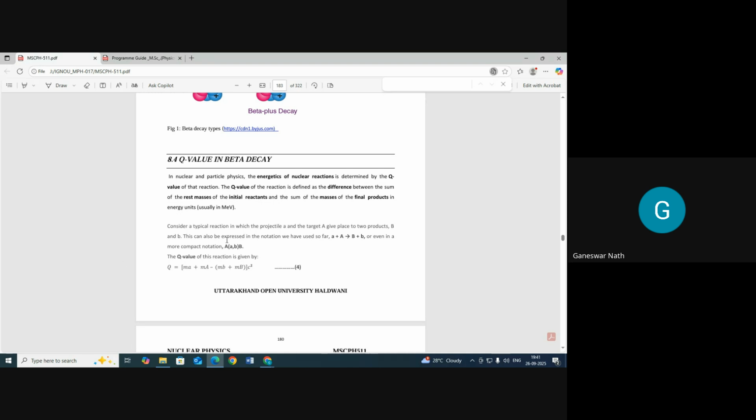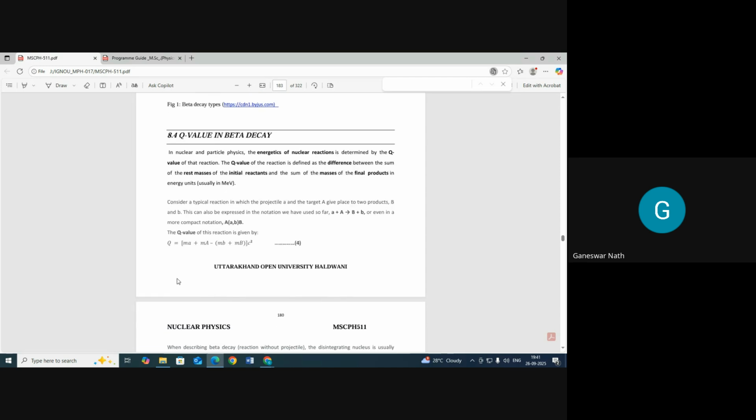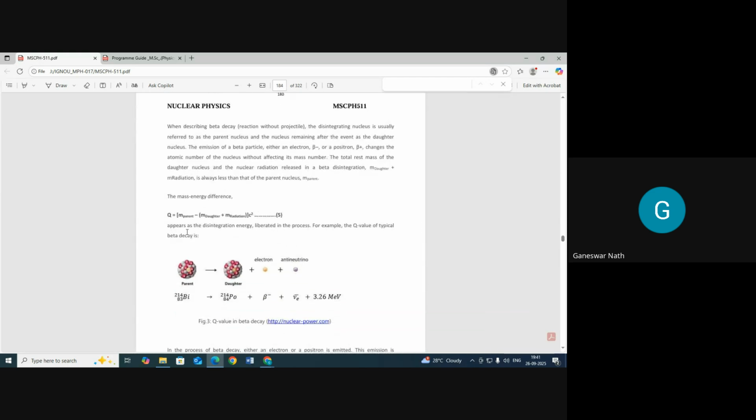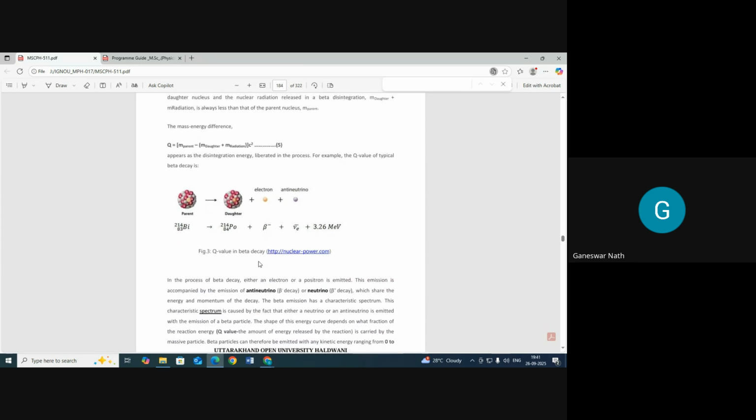So the Q value of the reaction is simply given by the total energy released: the reactant side minus the product side, that is called the Q value. You can see, Q equals the mass of the small particle a plus the mass of the particle A, minus the mass of the product nucleus and the daughter nucleus, times c squared, as per the binding energy relation. So this is the total process of the Q value of the beta decay, represented in a schematic way.